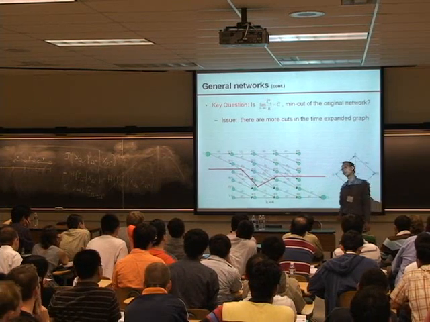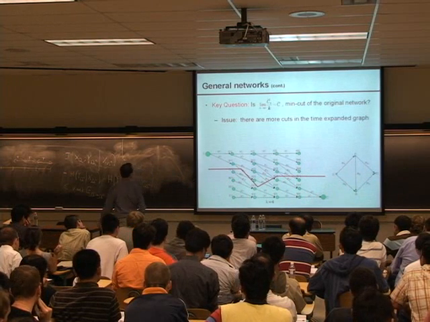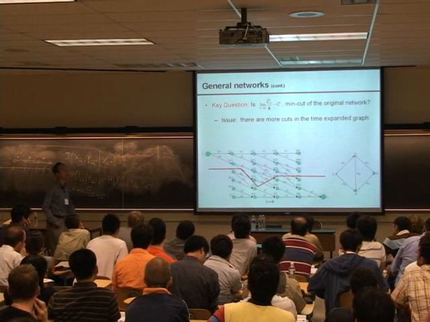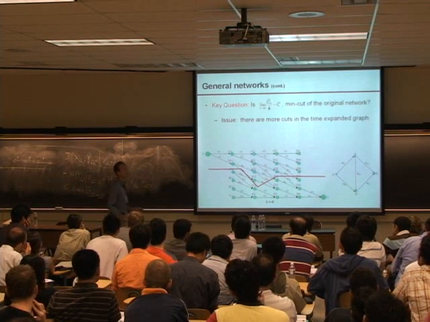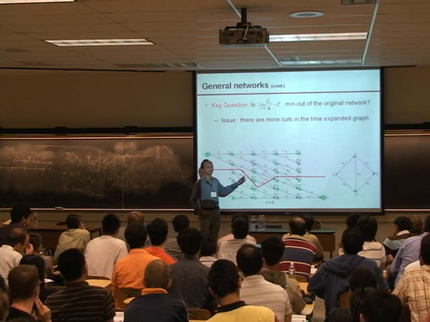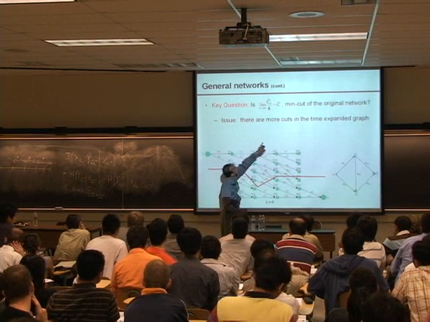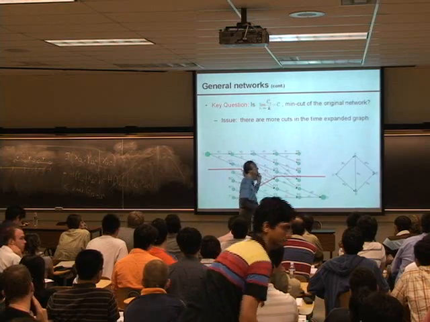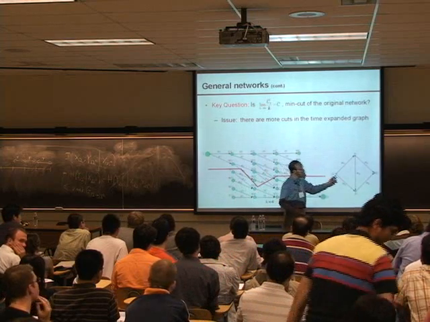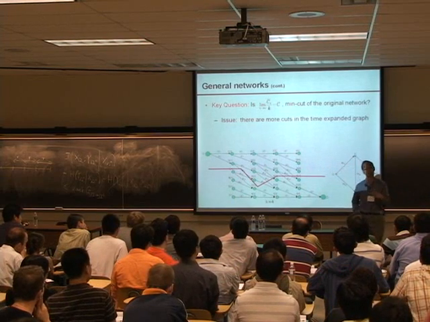So what happens is that there are more cuts in time-expanded graphs. So when you take the minimum of all the cuts, if this one is limiting your performance, then it could be that the min cut on this representation is actually less than the min cut of the original graph. And therefore, you cannot achieve the min cut of the original graph.